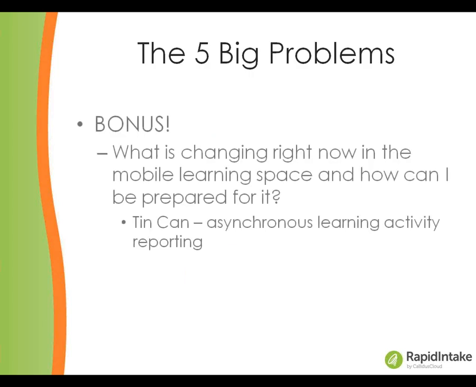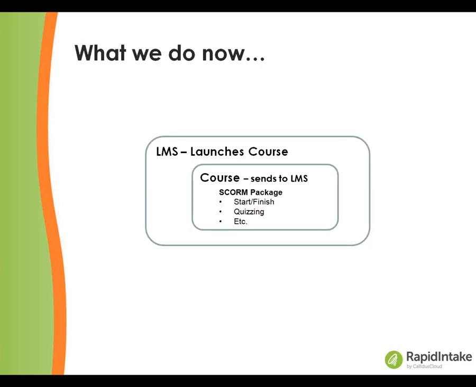So the last problem and solution we have here is what's changing right now in the mobile learning space and how can I be prepared for it? The most important thing to be aware of right now is the Tin Can standard. So Tin Can is a data or learning tracking standard that allows you to track learners' progress like SCORM and AICC, but it works in a completely different way. So I'll share a few slides about that.